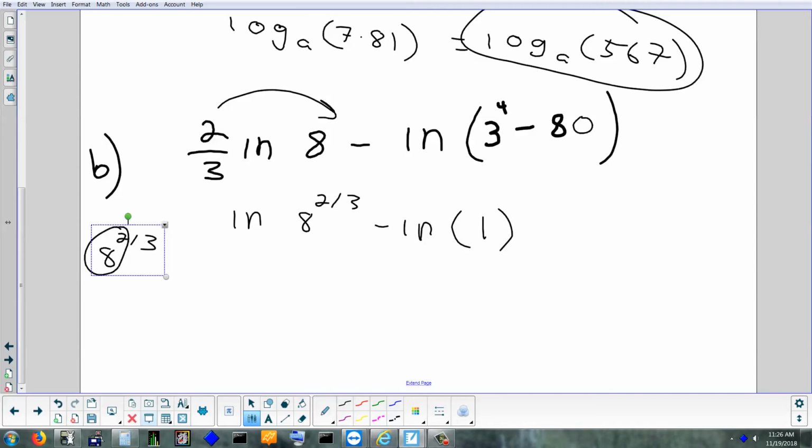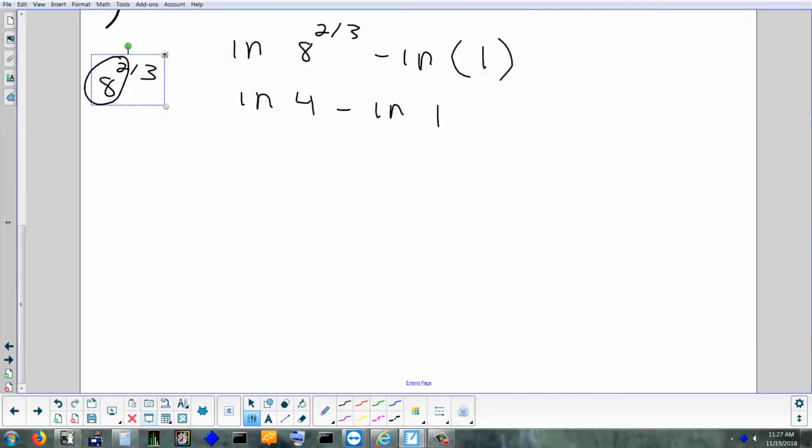And now divided by 3 in an exponent means take a cube root, just like divided by 2 means take a square root. So I've got 64, and then the cube root of 64 is how much? 4. So I get ln of 4 minus the ln of 1. Now, let's pretend you didn't know the ln of 1 was 0. At this point, I'm really done.